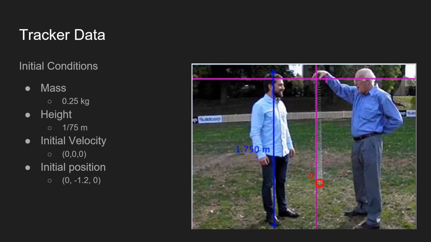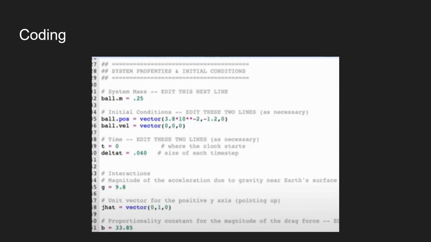The point mass was set at the bottom of the slinky while it remained motionless. Here is the code for the initial conditions. The known variables include the spring's mass in kilograms, which was given, the initial position, obtained from Tracker, and the initial velocity, which was 0, because the object began at rest. Also, acceleration due to gravity is set equal to 9.8 meters per second squared, and the drag coefficient for the falling object was calculated through simple trial and error.